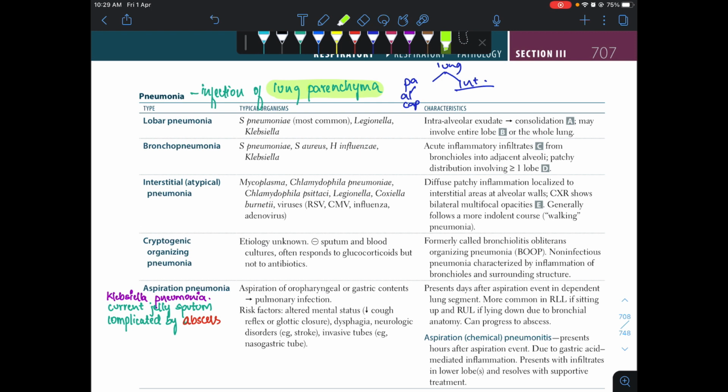Now let's see lobar pneumonia in detail. Lobar pneumonia is mainly caused by Strep pneumoniae. This is the major or most common organism, and Legionella and Klebsiella can also cause lobar pneumonia. Here in lobar pneumonia, there will be intra-alveolar exudate, that is exudate within the alveoli, and this leads to consolidation. And lobar pneumonia can involve the entire lobe or the whole lung.